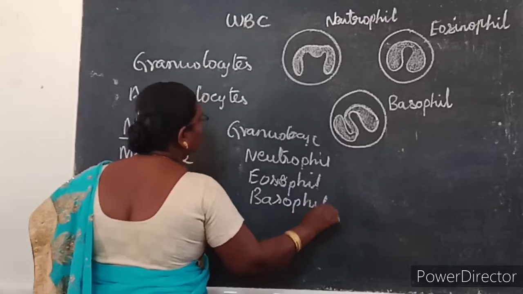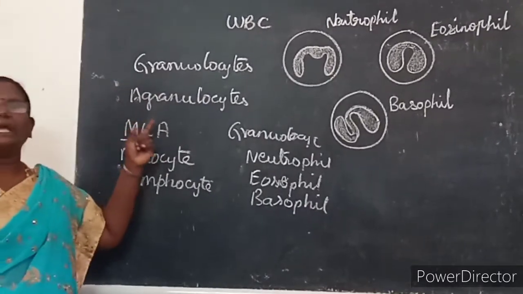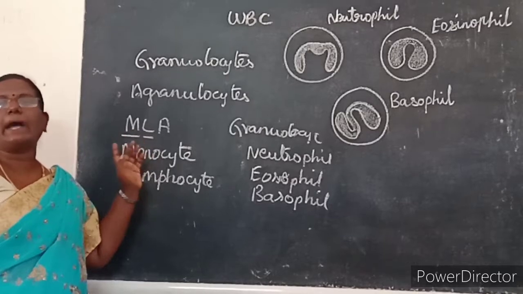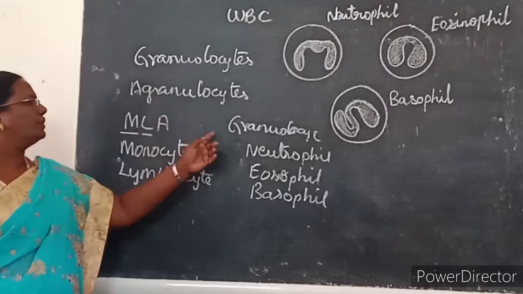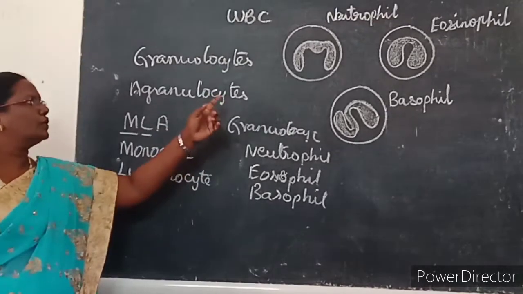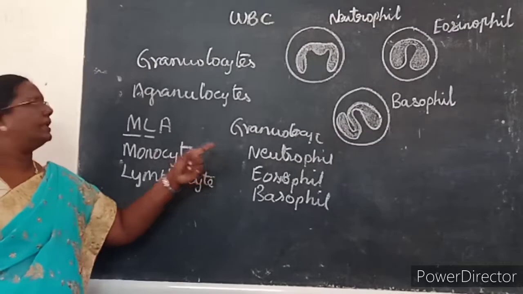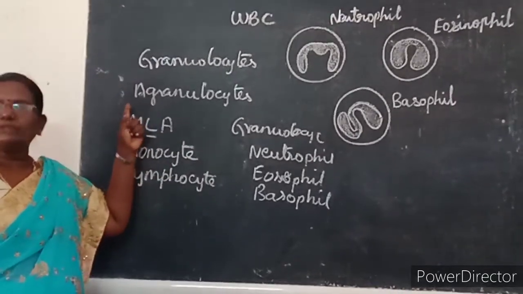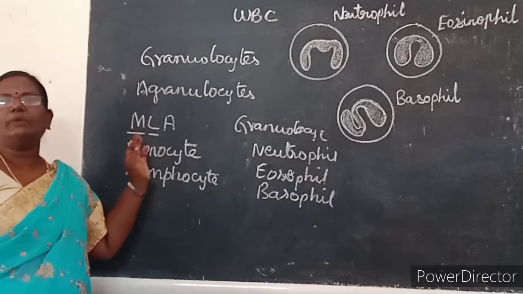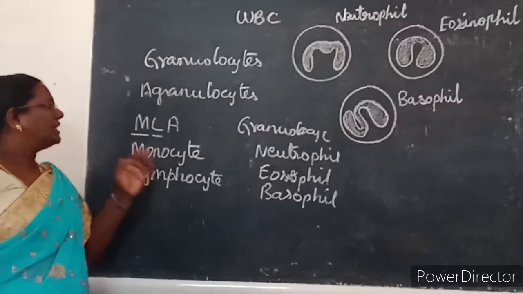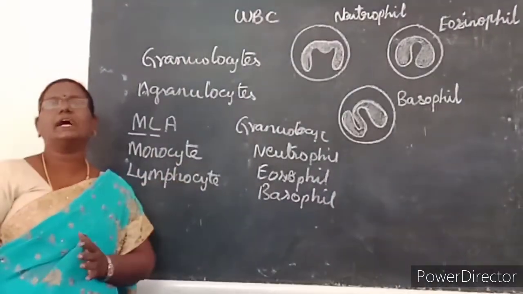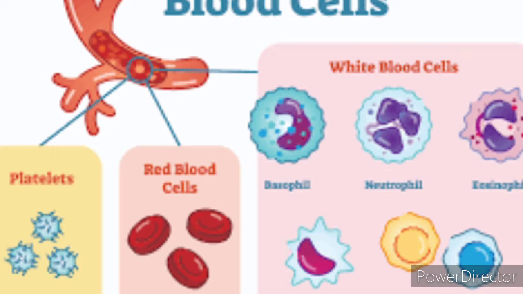What are the types of WBC cells? Granulocytes and agranulocytes, based on the presence or absence of granules in the cytoplasm. If the granules are present, then it is known as what? Granulocytes. Examples: neutrophil, eosinophil and basophil. Agranulocytes, A always stands for what? Absence. So there are no granules in the cytoplasm. Examples: monocyte and lymphocyte. These WBC help with our immune system and they are 6,000 to 8,000 per cubic millimeter of blood in a healthy individual.